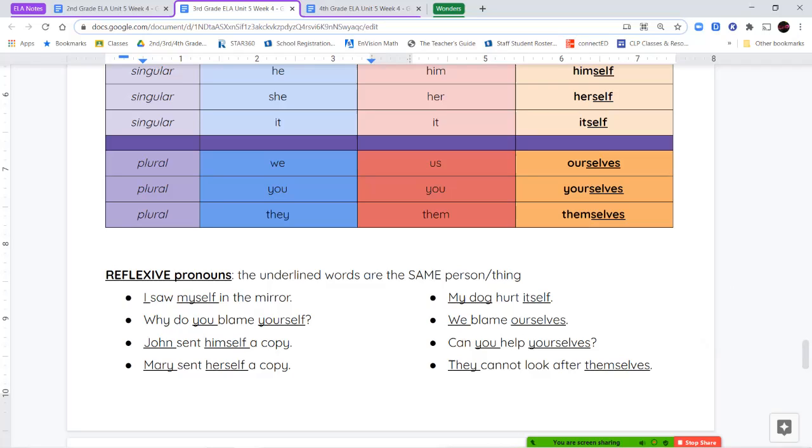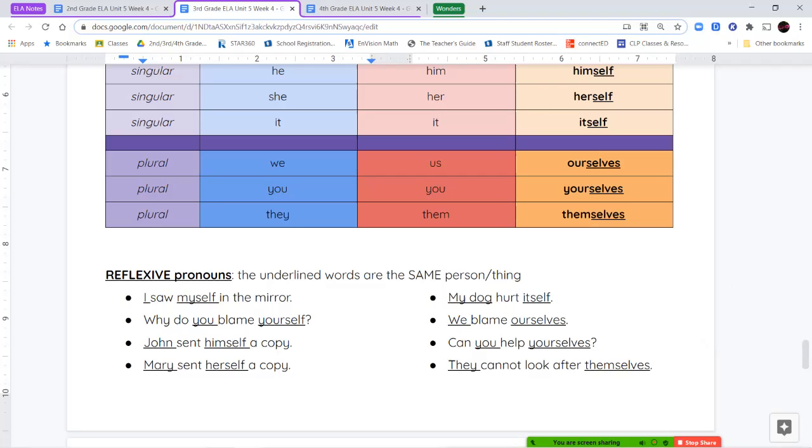Mary sent herself a copy. So herself, talking about Mary. My dog hurt itself. So itself is referring to my dog. We blame ourselves. So maybe we made a mess and we blamed ourselves. So ourselves refers to us or we.